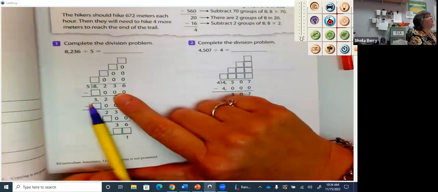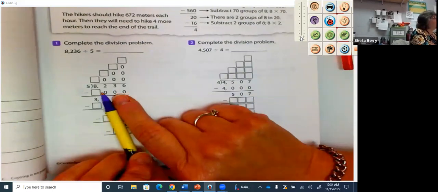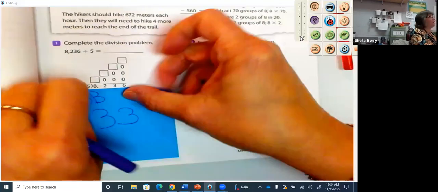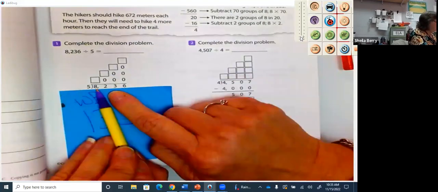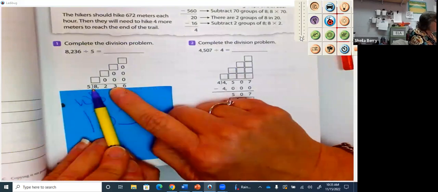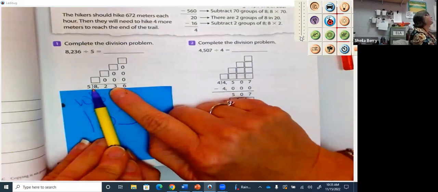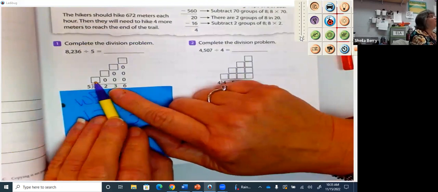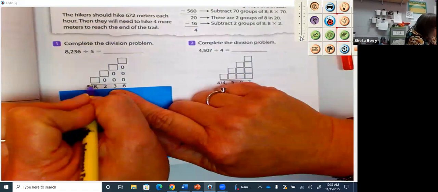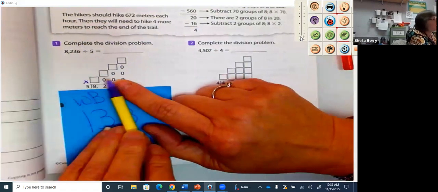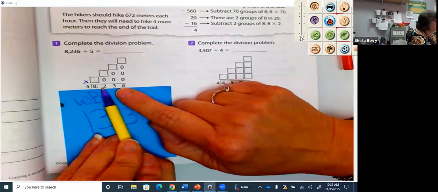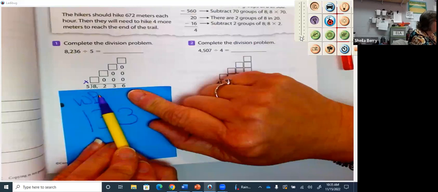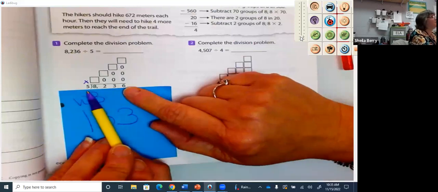So notice on here, I'm going to cover everything up but this problem right here. Here's our problem, 8,236 divided by 5. So we are using friendly numbers. What can we put here that we can multiply? I always like to put my times here because I know we're going to multiply whatever these numbers are times 5 to get to 8. So what are we going to put here? 2? Well, what is 5 times 2? 10. That would be 10,000.